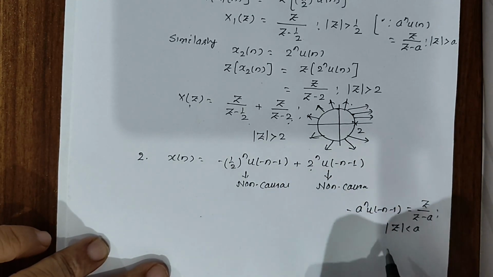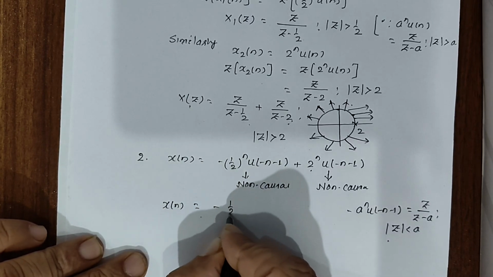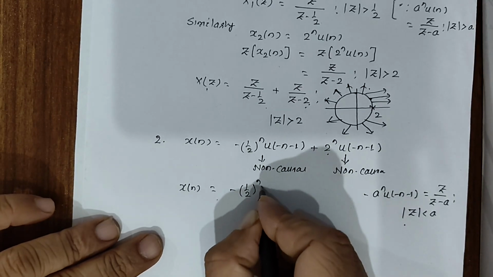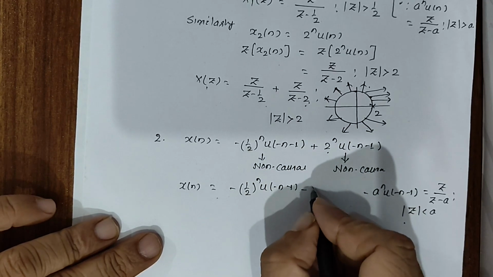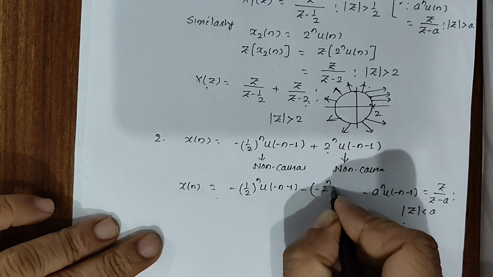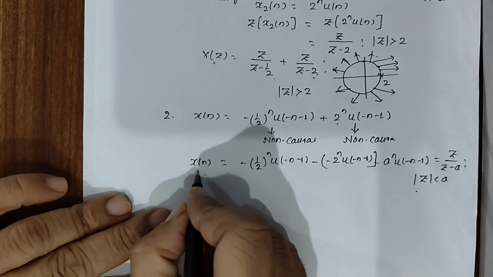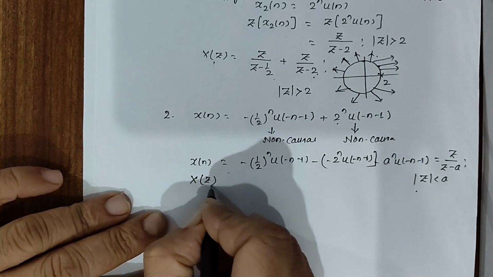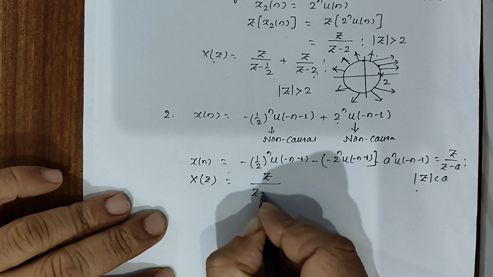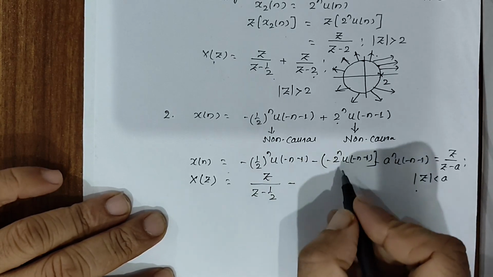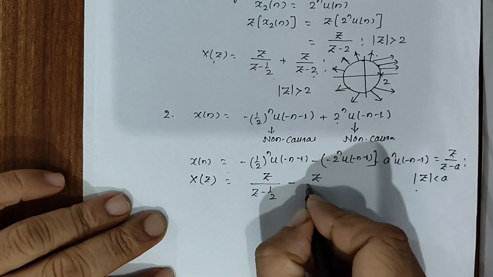So bring these two in this form. I can write x of n as minus (1/2)^n u of minus n minus 1, and the second part I can write as minus of minus 2^n u of minus n minus 1. So the Z transform of x of n is X of z, and the Z transform of this part becomes z by z minus 1/2, minus of minus 2^n u of minus n minus 1, the Z transform is z upon z minus 2.